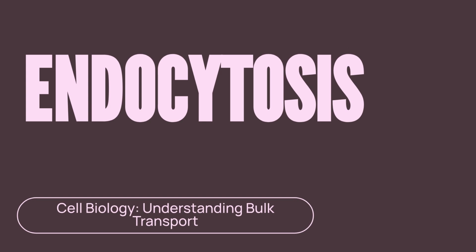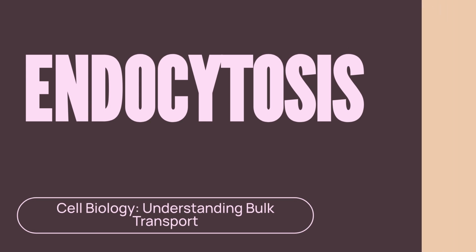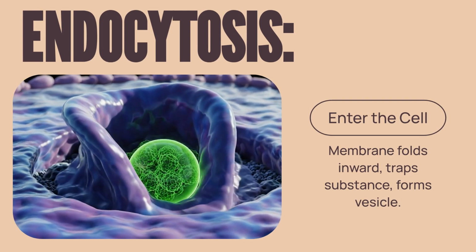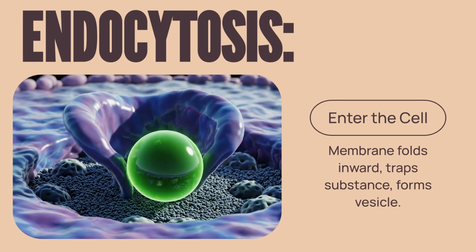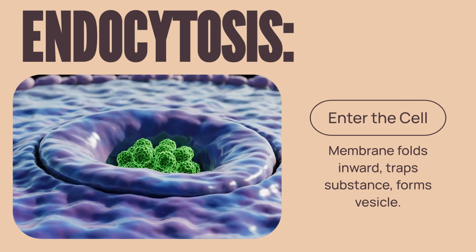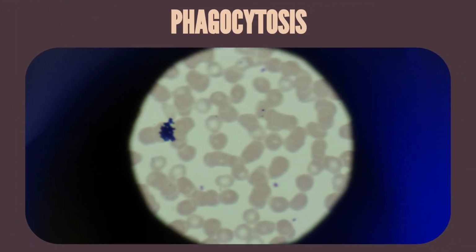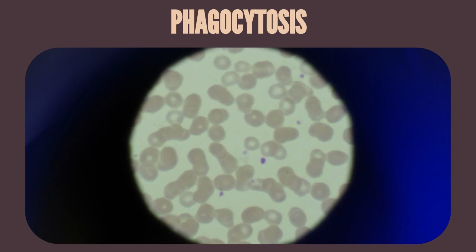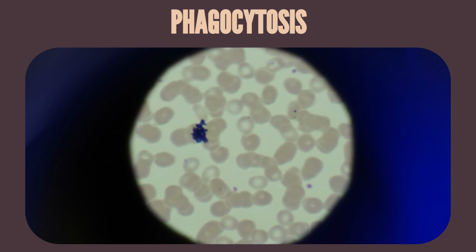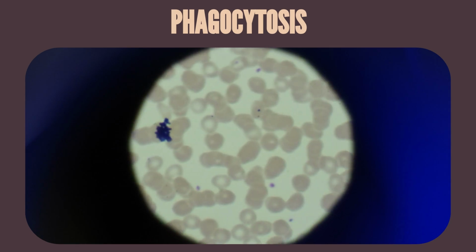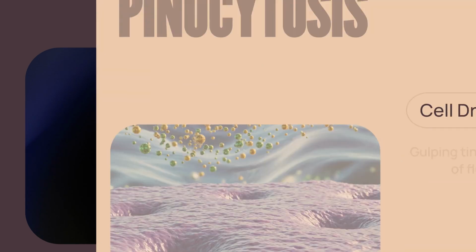First up is endocytosis. Think endo for enter. In endocytosis, the cell membrane folds inward, traps a large substance, and pinches off to form a vesicle inside the cell. It's the mechanism for internalizing materials. Phagocytosis, or cell eating, is one specific form. It involves the cell engulfing large solid particles. For example, an immune cell will engulf a bacterium, package it into a vesicle, and digest it.